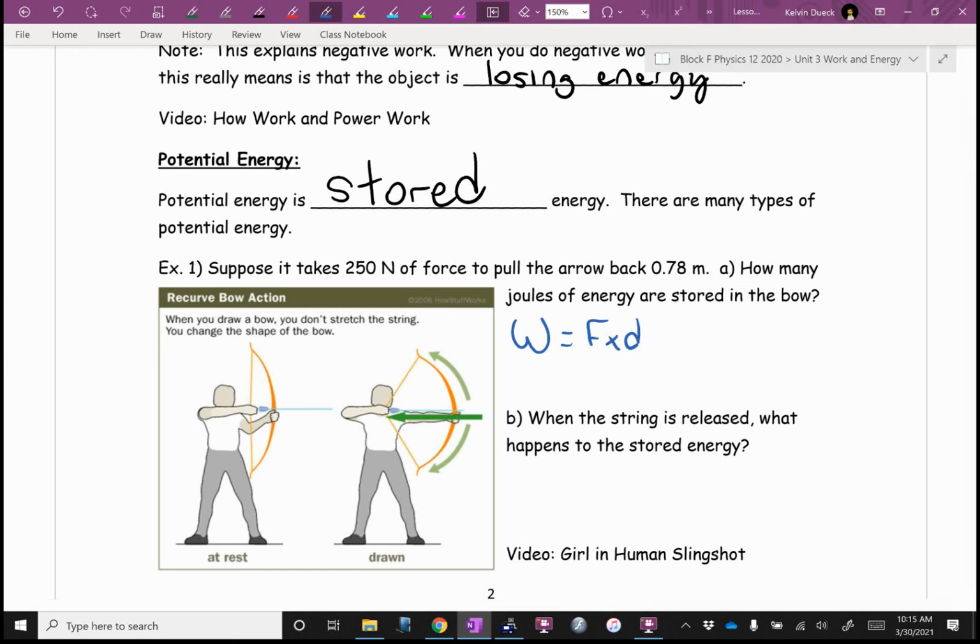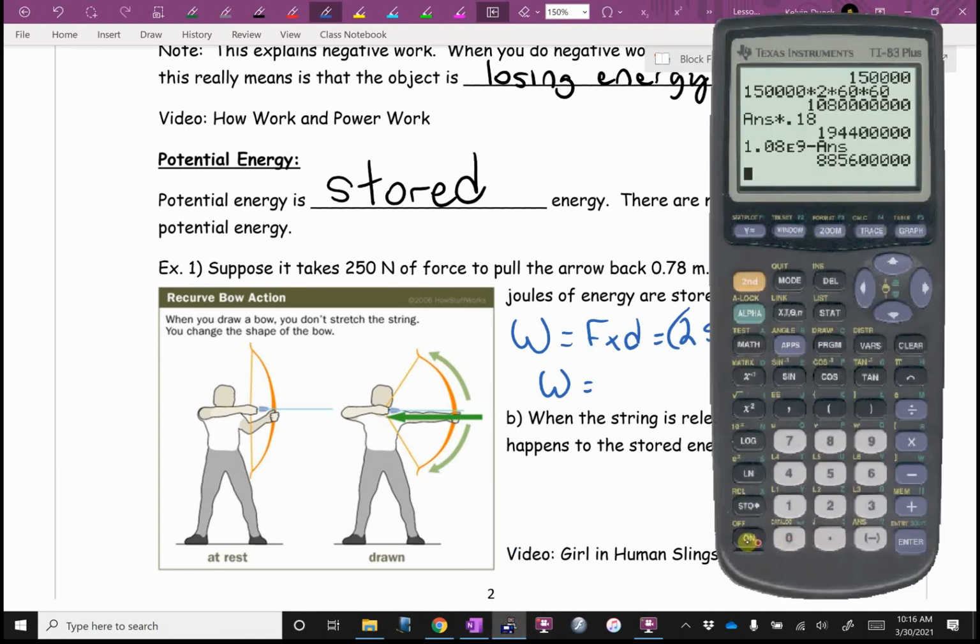And you're going to notice I'm kind of using work and energy interchangeably, and the reason is, what is energy? It's the ability to do work. They're both measured in joules. So the amount of work that I did added energy to this system. Alex, what was the force that we used in this? How far back did we pull it? How many joules of energy are we storing in the bow as potential stored energy? 250 times 0.78, 195 joules of energy.